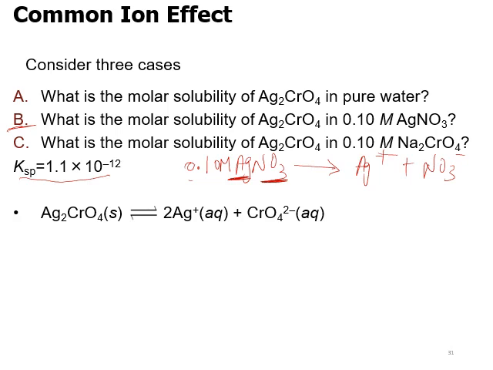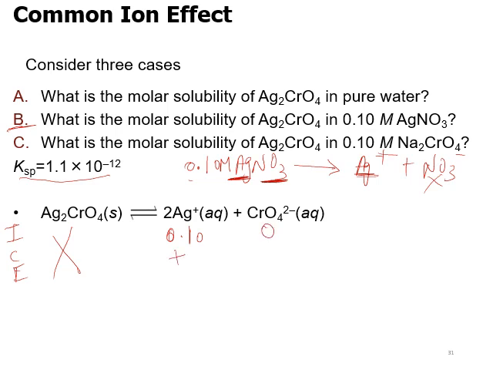Now, since it already has this, it's going to change our ICE table. In our ICE table now, we don't care about this. Instead of using a 0 initially, our initial concentration is going to be 0.1 molar. Since this is our common ion, we already have 0.10 molar of silver. Nitrate, we don't care about, since it does not exist in this particular expression. So we only care about the common ion. Chromate, on the other hand, is 0.